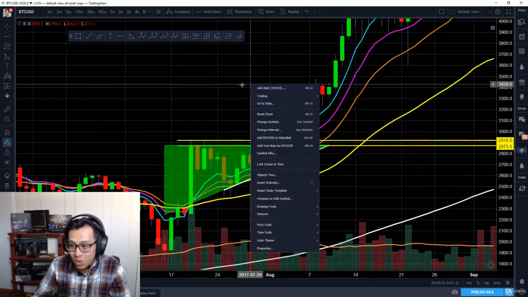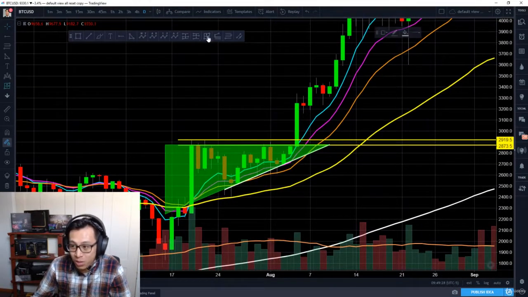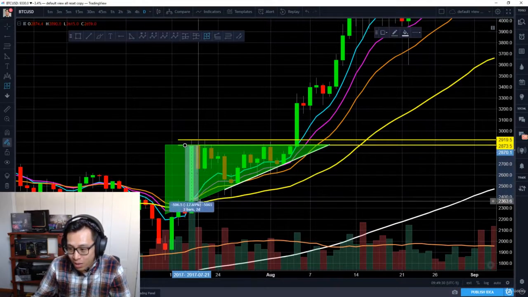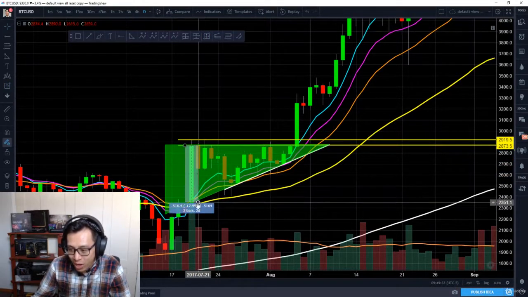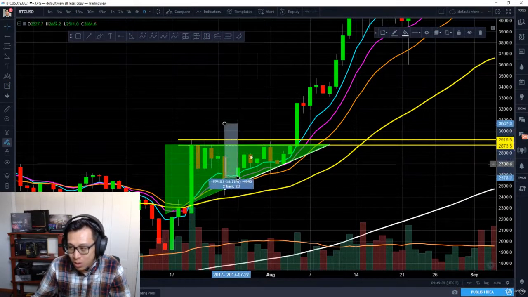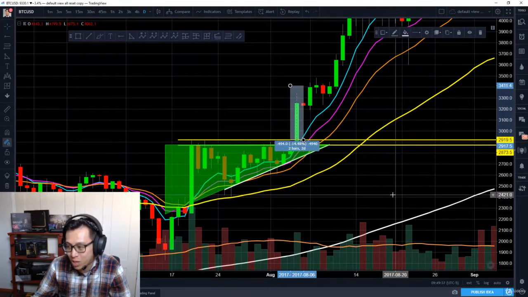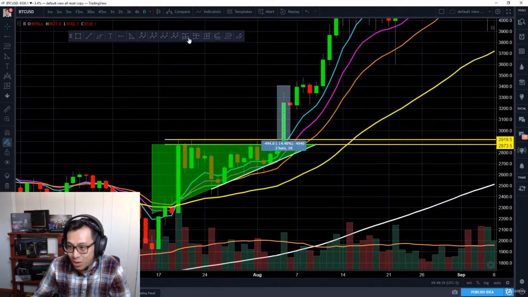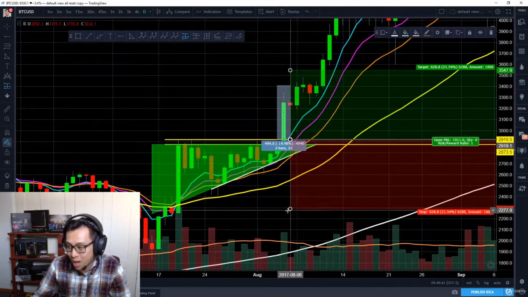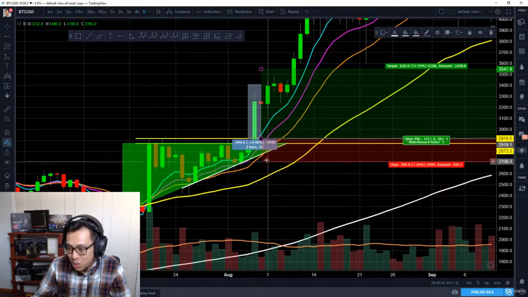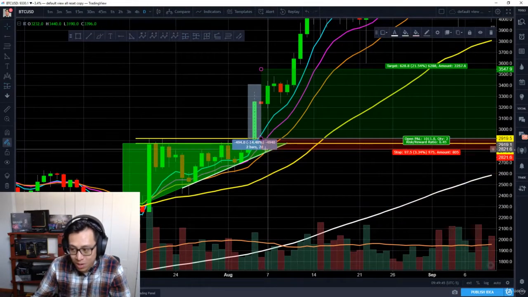And then once you do that, you basically choose the distance of the height, the height of the triangle. If it breaks out, you're going to say, wow, could it actually hit there? And you enter like that. You set your stop loss below the support. Just keep that in mind.